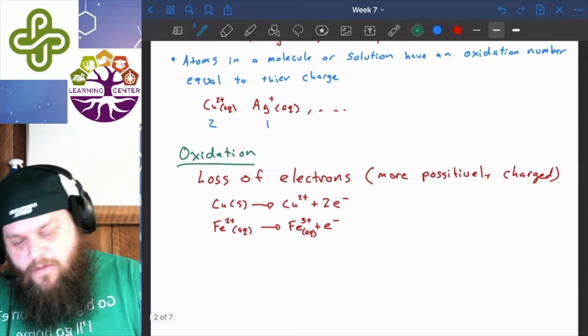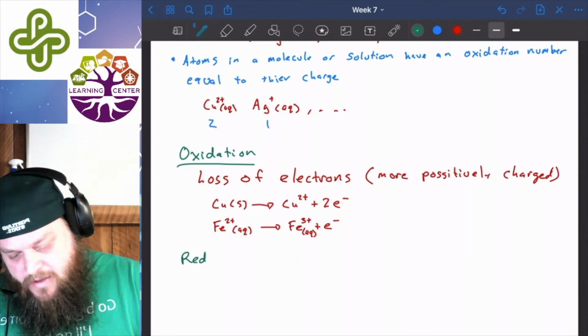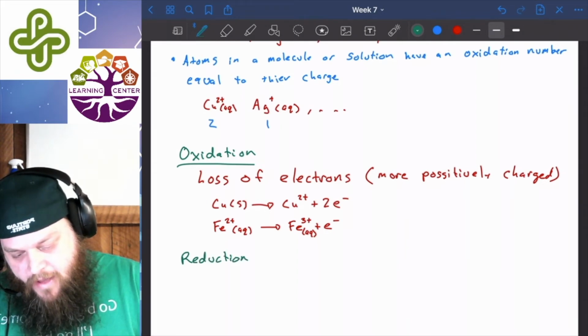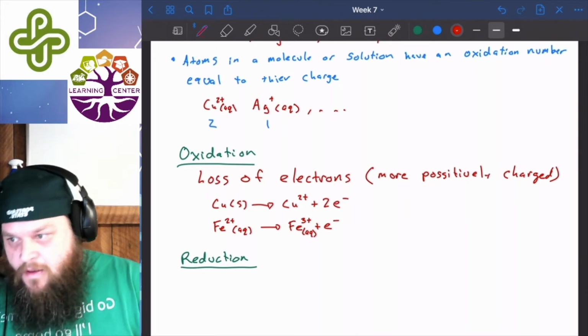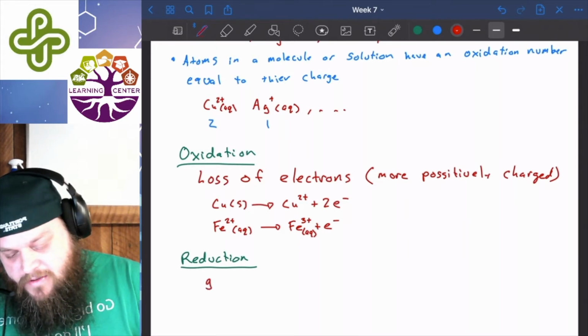When we talk about reduction, it's the opposite effect happening. Reduction is when we gain electrons.